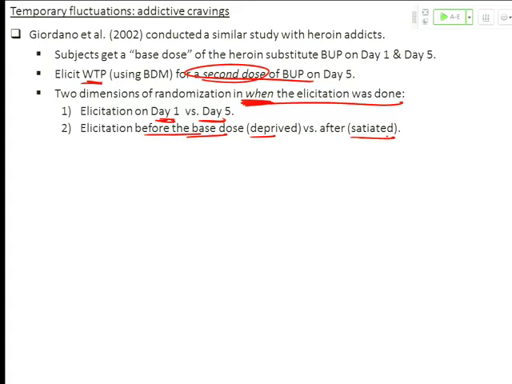Day 1, before your base dose, you come in, I grab you, you're shaking, and I say, how much would you be willing to pay 5 days from now or 4 days from now for a second dose of BOOP? And you're sitting there going, are you kidding? Get out of my way. And then the next group, I give them the base dose of BOOP on day 1, and I say, how much would you be willing to pay for a second dose of BOOP 5 days from now? So now you're satiated. You're thinking, okay, well, I'm going to be satiated. Oh, I might pay you some.